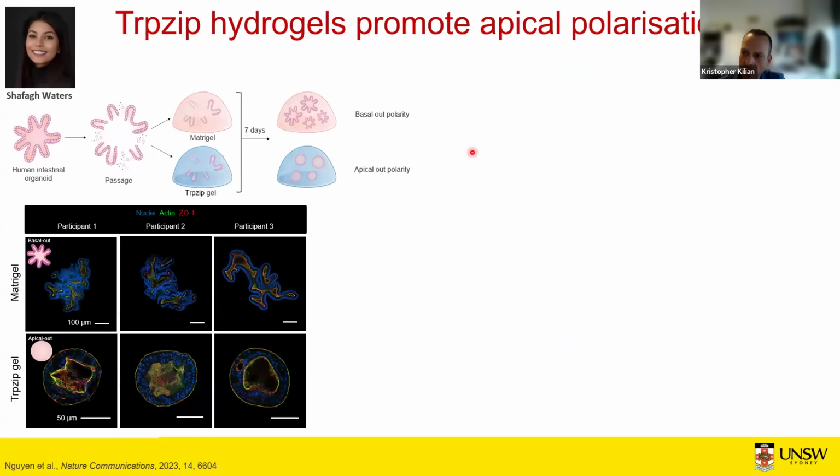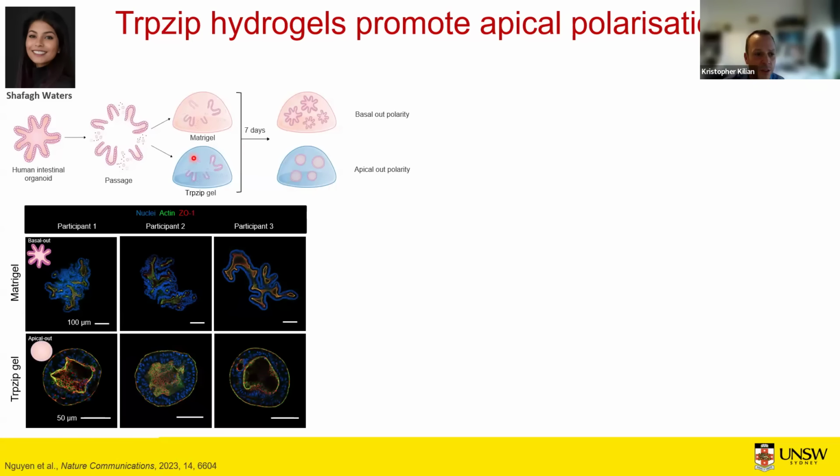So we wanted to look at this as an organoid culture material, and so we partnered with Shafa Waters, an adult stem cell expert here at UNSW. And Shafa has these participant-derived intestinal organoids. And when we put them in our Trpzip, we were actually quite surprised to see a difference in their morphology.